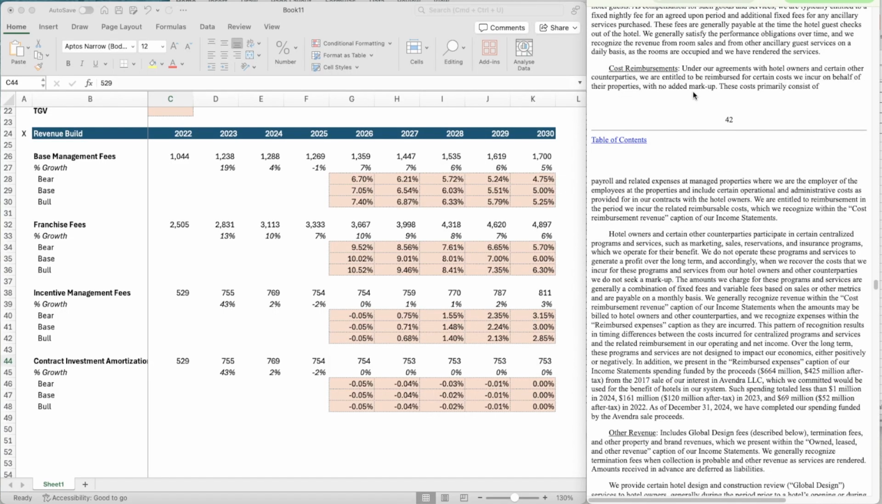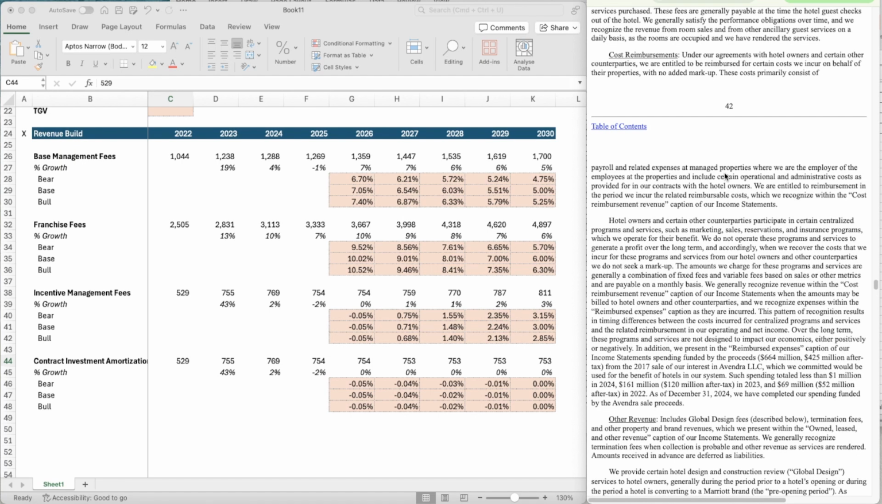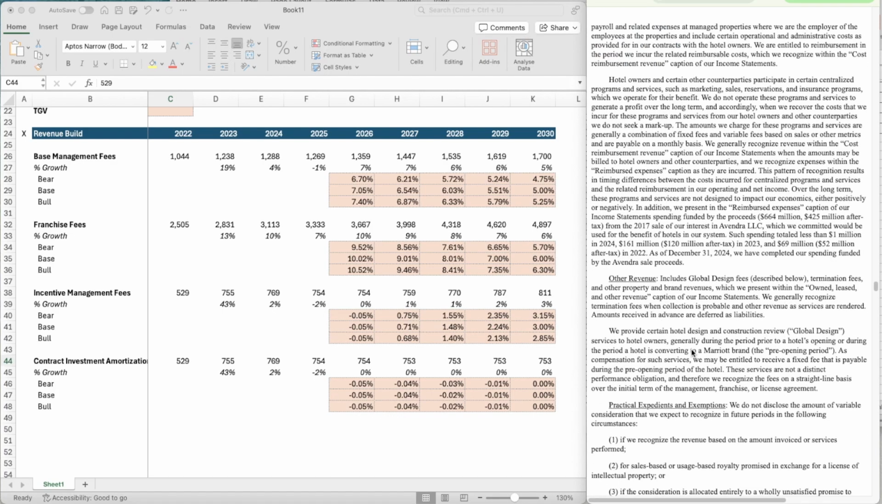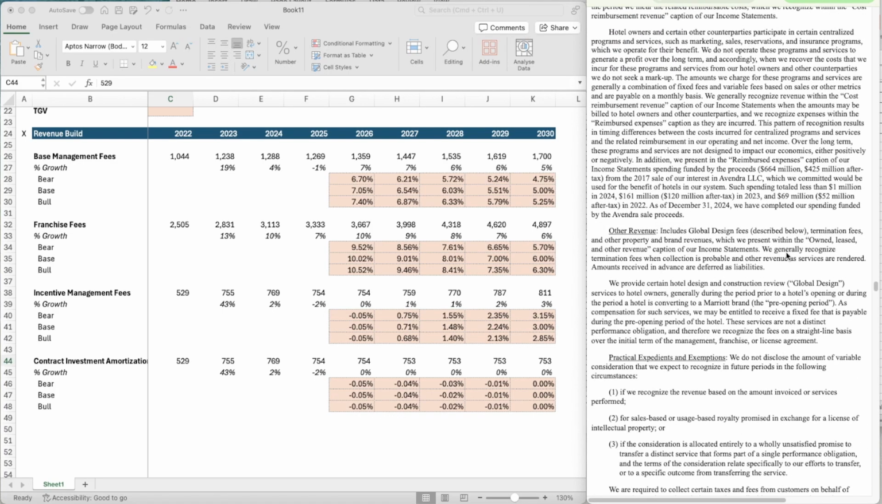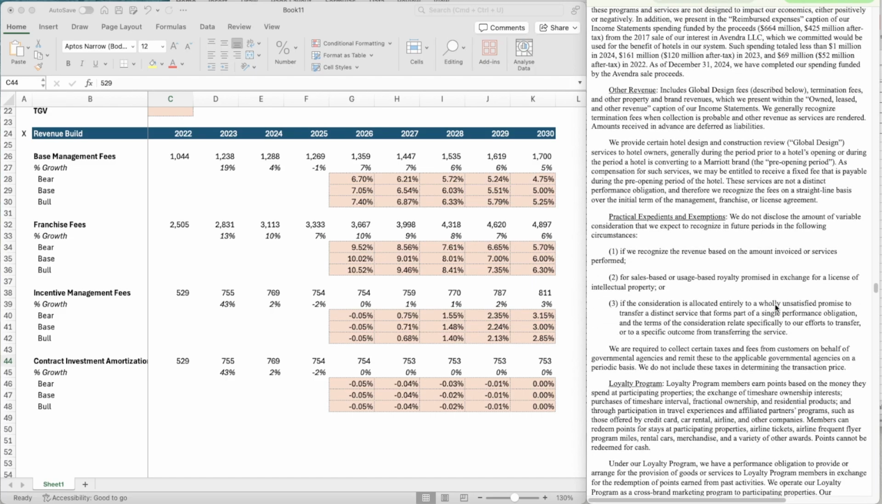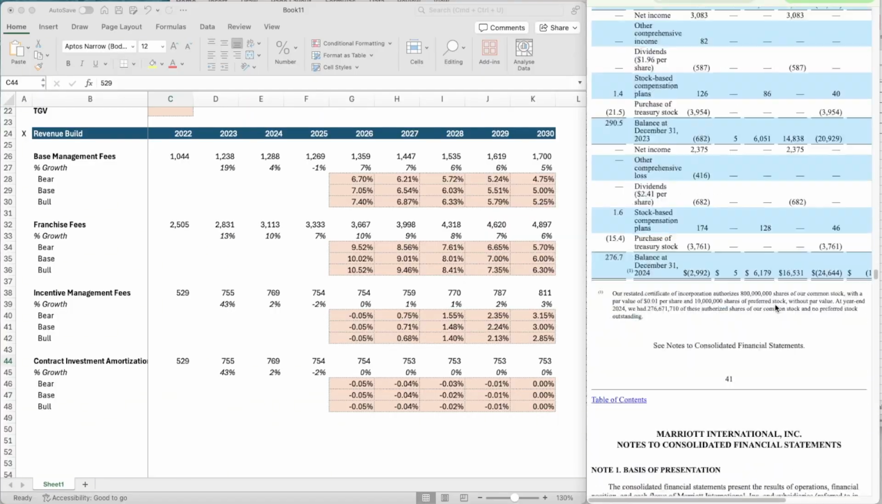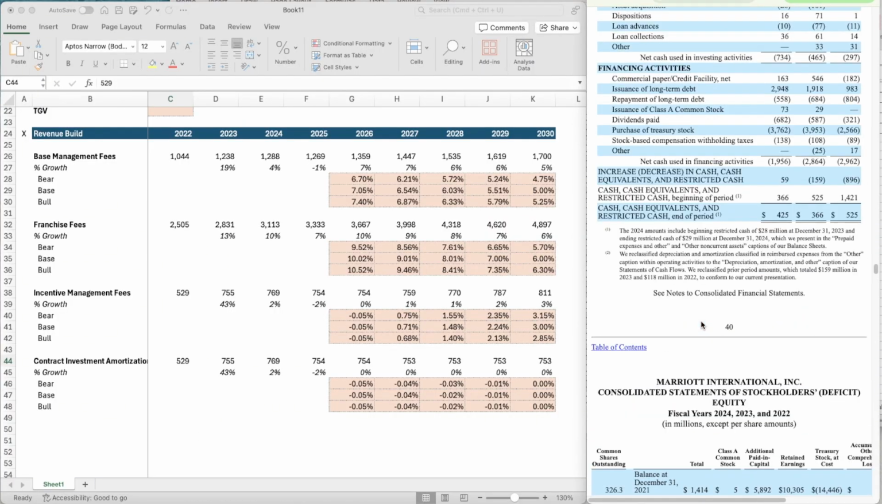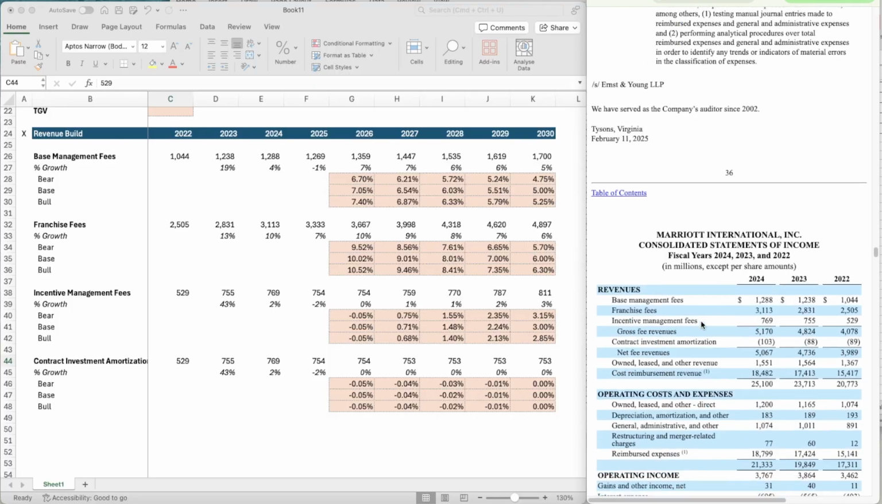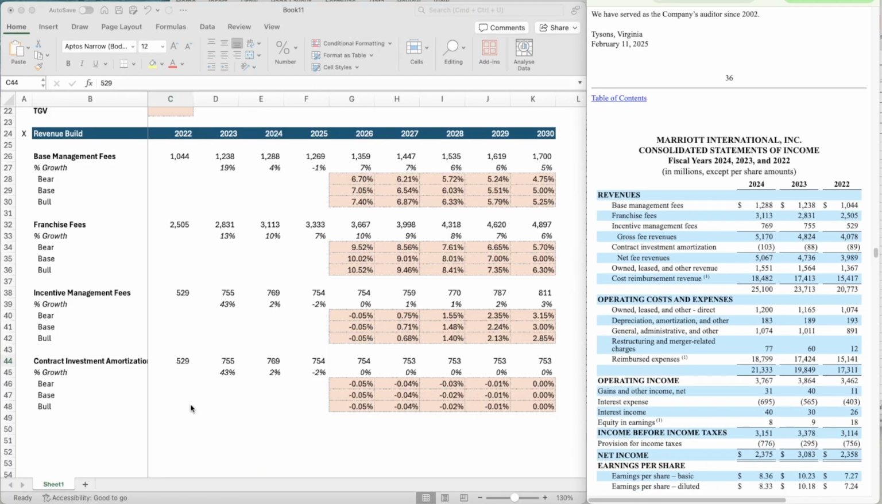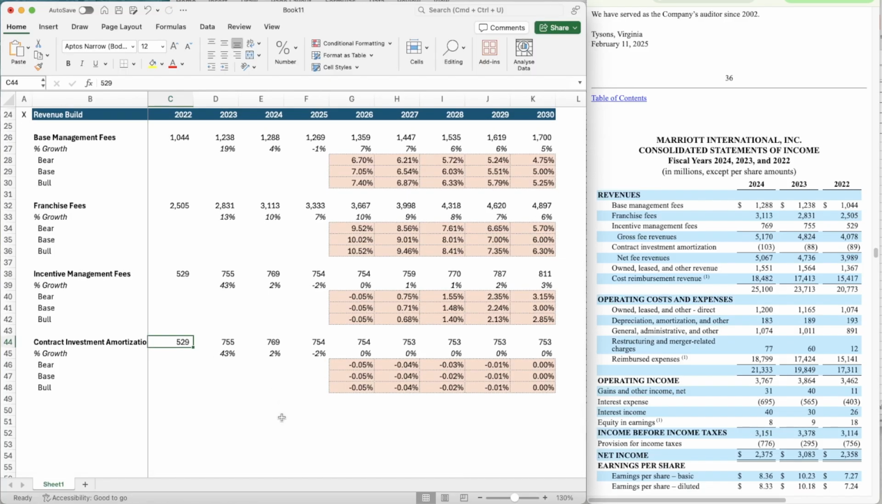So this cost reimbursement is just money that comes back to Marriott, I guess, for providing certain services, but they don't charge any markup on it. So that is a zero margin part of the business. Okay, that's clear. The only thing they don't really say is what this contract investment amortization is, but let's not worry too much about it because it's a pretty small bit of revenue anyway. We don't really have to focus on it. Okay.